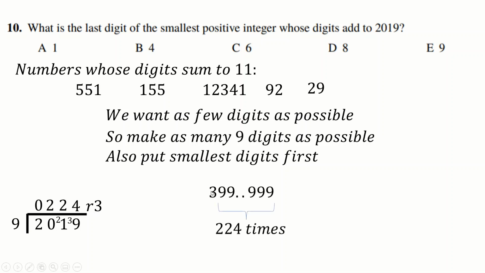I could put a 1, 1, 1 at the front, but that makes the number longer, and I don't want that. I want the number to be as small as possible, as short as possible. So I'm going to put a 3 here, and it needs to go at the front because, of course, the smallest digit is at the front. Which of course means that the last digit must be a 9.